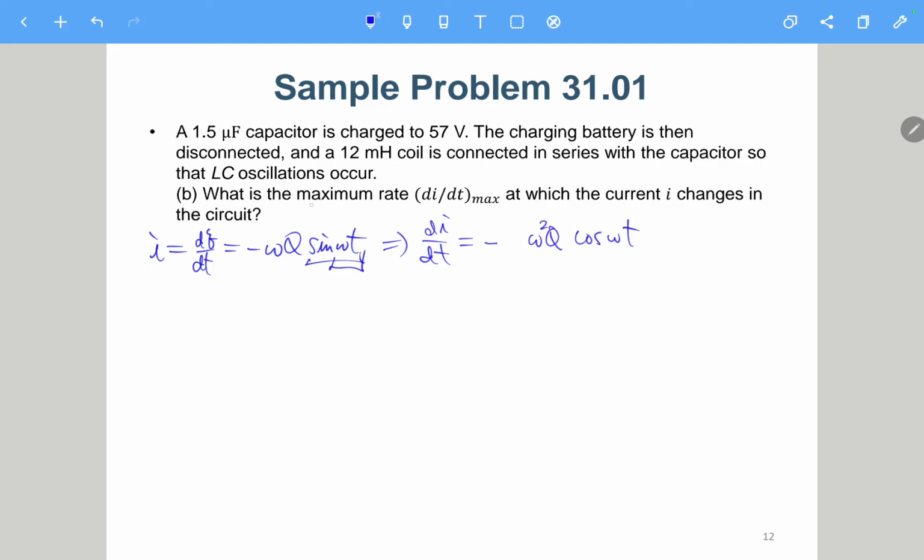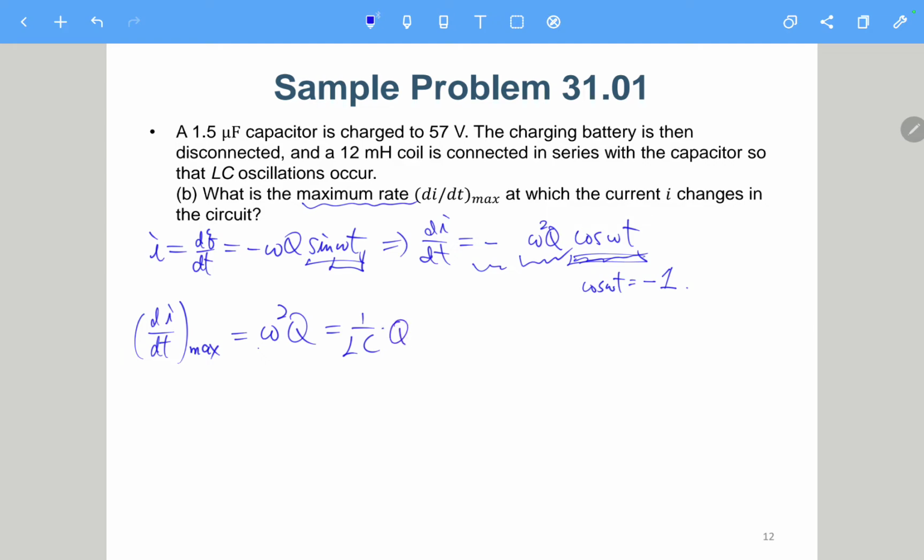Okay, so we ask what is the maximum rate at which the current i changes in the circuit, which means that we let cosine of omega t be plus or negative 1, and then this is the maximum rate. This means that di/dt max is omega squared q. Just let this one be plus 1 or negative 1, because we have a negative sign in the front, so cosine omega t is negative 1. Then yeah, this is the amplitude. And then you can see omega squared is 1 over LC, and then times q.